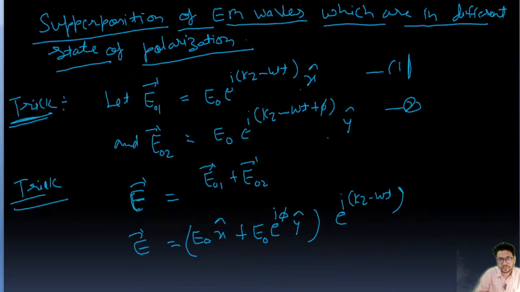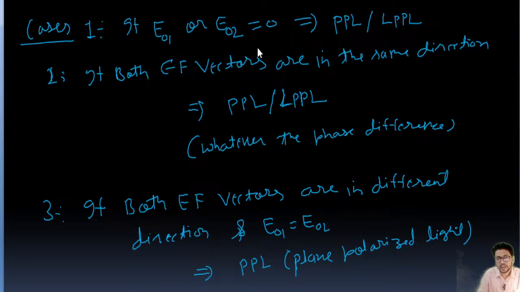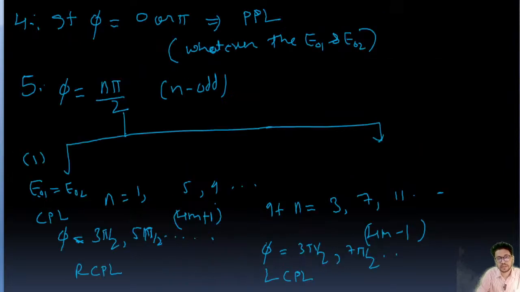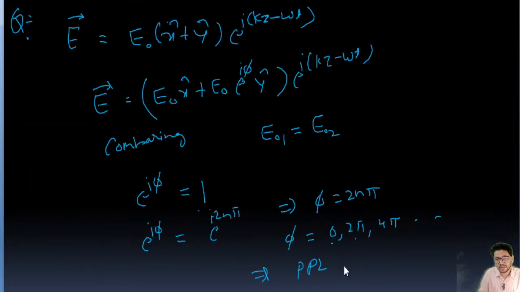I'll show you here, this first point: E1 not equal to E2. If both vectors are in different directions and E1 not equal to E2, then it is plane polarized light. The direction is different, so plane polarized light, and the phi value is 0. So from this point, this is plane polarized light, guys. We have easily found it out, because E1 not equal to E2 not. And the value of phi equals 0, 2 pi, 4 pi.